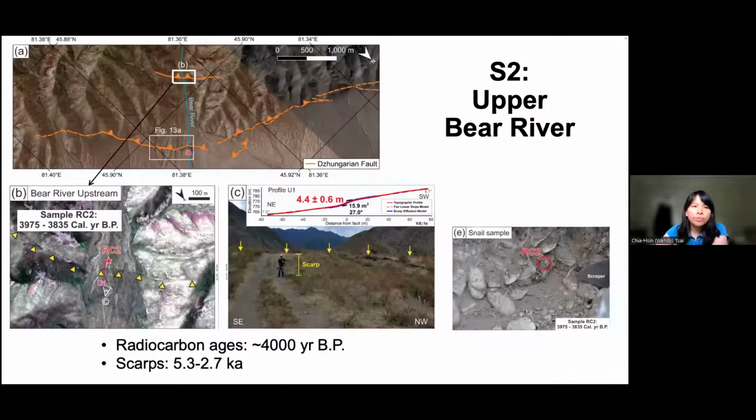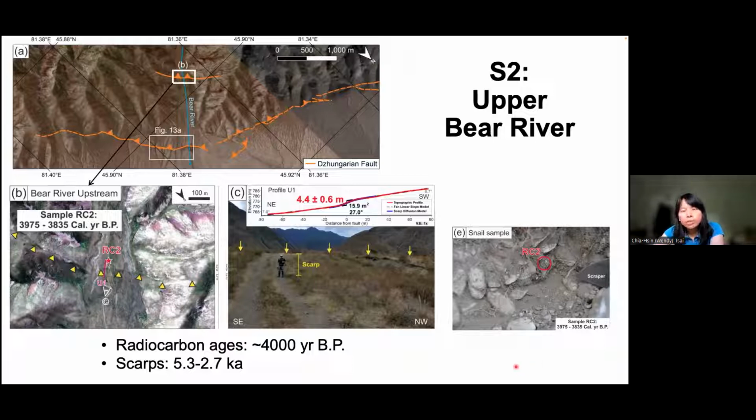And about 1 kilometer upstream of the Bear River site, there is another fresh scarp that is about 4 meters high on a smaller splay. Here, the radiocarbon and the morphological ages match with each other. We infer the scarp should be around 4,000 years old.